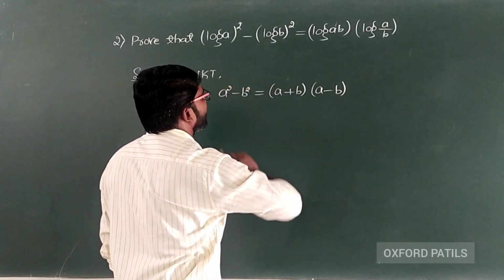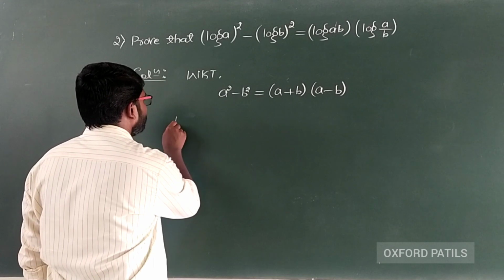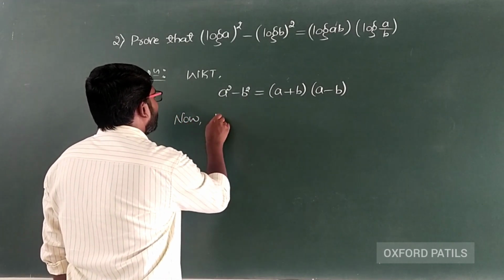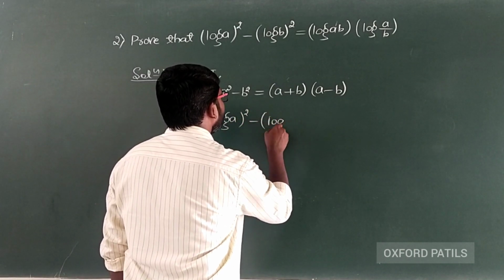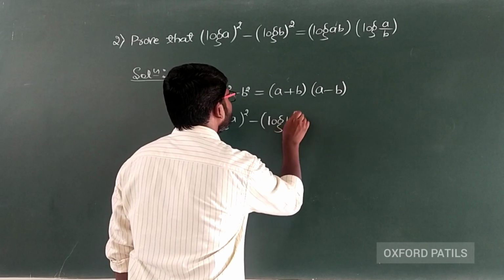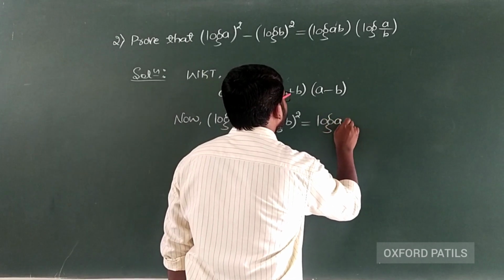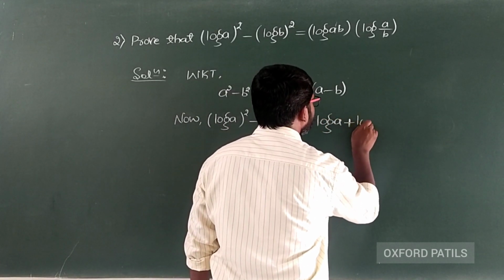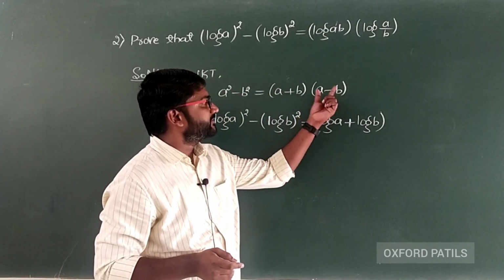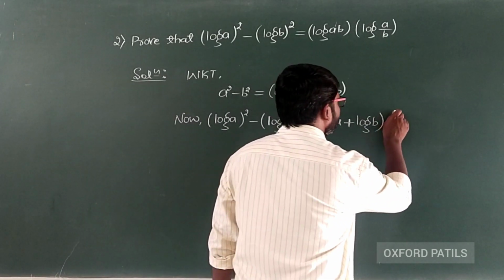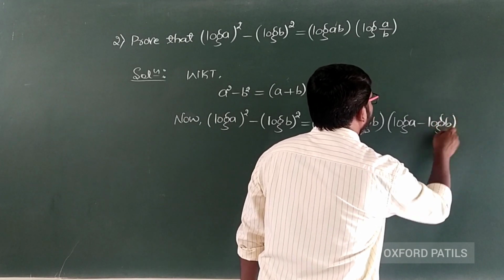Now I will take the left hand side. Observe the left hand side of the given question. It is in the form of a square minus b square. So (log a) whole square minus (log b) whole square is equal to (log a plus log b) into (log a minus log b), since a minus b here is nothing but log a minus log b.